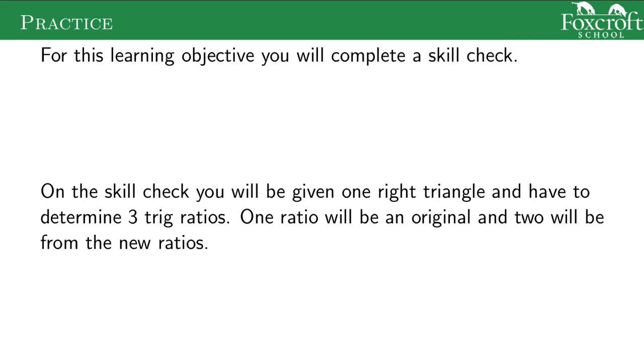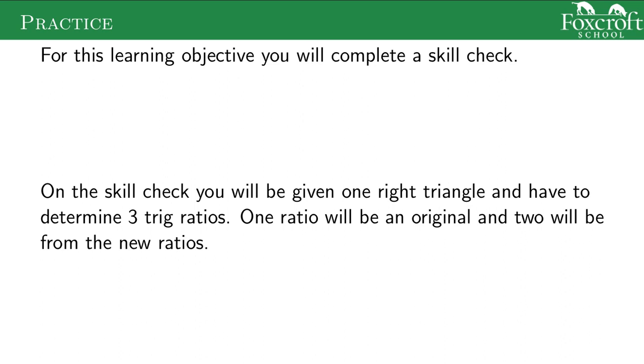So for this learning objective, you're going to do a skill check. And the skill check, you're going to be given one right triangle, so it's going to be kind of one picture. And you have to determine 3 different trig ratios. One of them is going to be the original SOHCAHTOA, all right, so a sine, cosine, or tangent. All right, so remember SOHCAHTOA. And the other 2 are going to be 2 of the new ones.